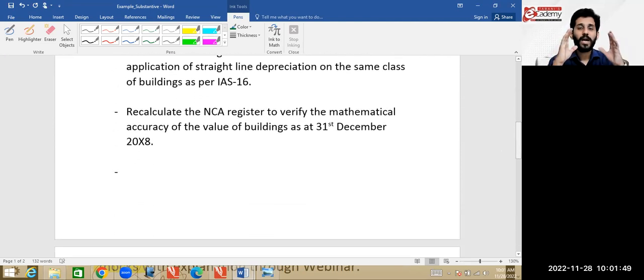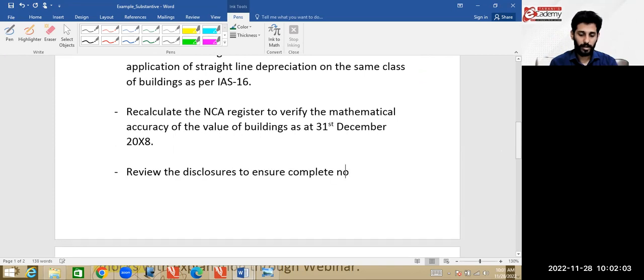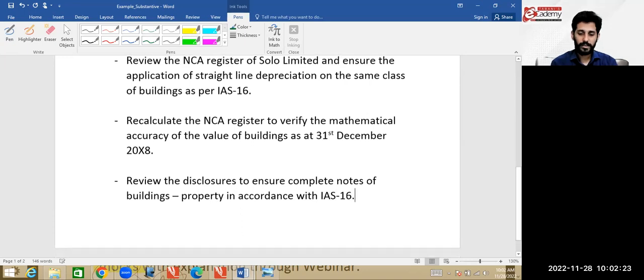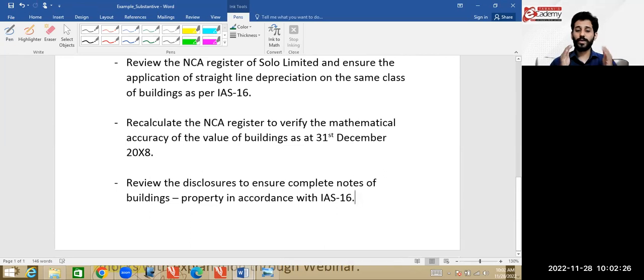And one more important thing, the accounting is not complete when the disclosures are not made. So we'll have to review the disclosures, that is, review the disclosures to ensure complete notes of buildings and property in accordance with IAS 16. So I have written down 6 procedures. Review the disclosures to ensure complete notes. That is the completeness, right?